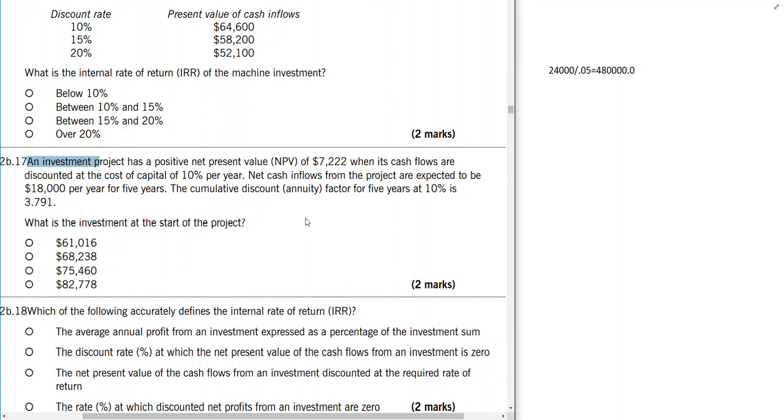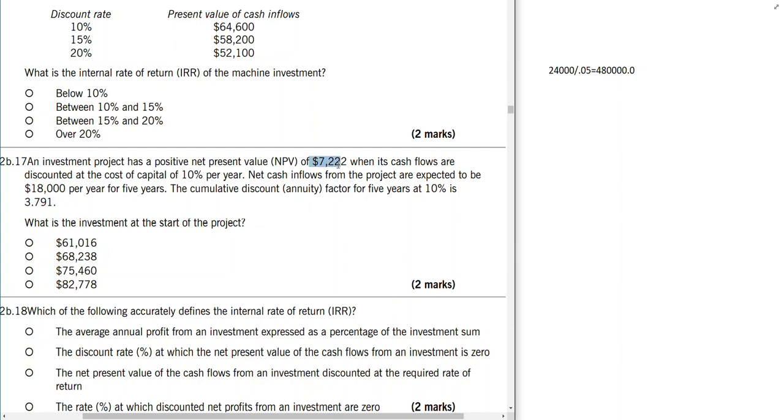What is the investment at the start of a project? An investment project has a positive net present value of 722 when its cash flows are discounted at the cost of capital of 10% per year. Net cash inflows from the project are expected to be 18,000 per year for 5 years. Cumulative discount annuity factor for 5 years at 10% is 3.791. So that factor is also given. And it is for 5 years. They didn't say which year it starts. So when they don't tell you which year something starts, normally assume it starts from year 1.